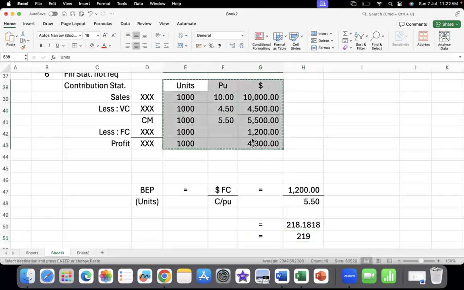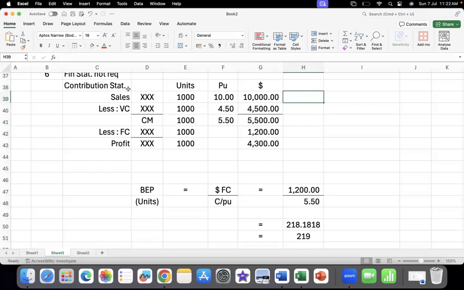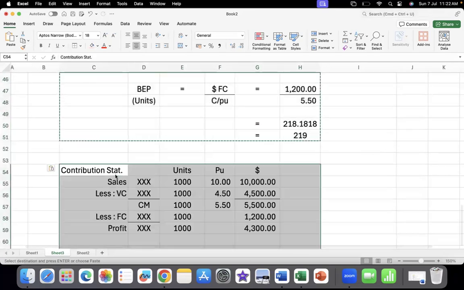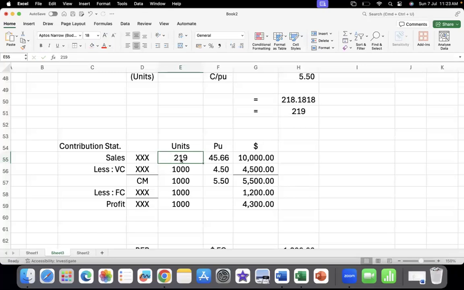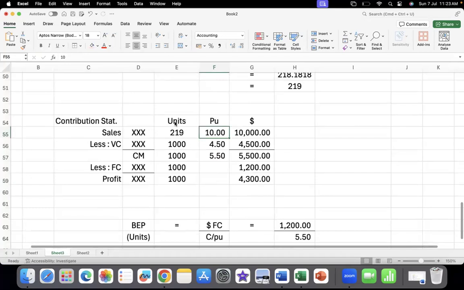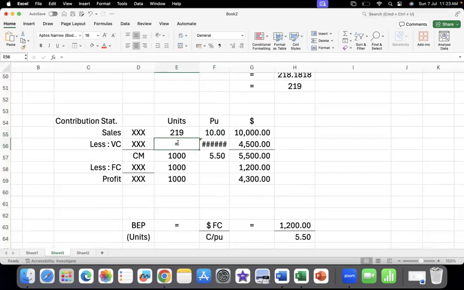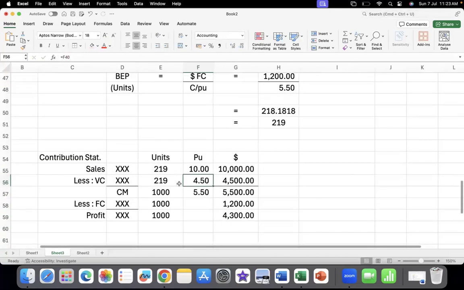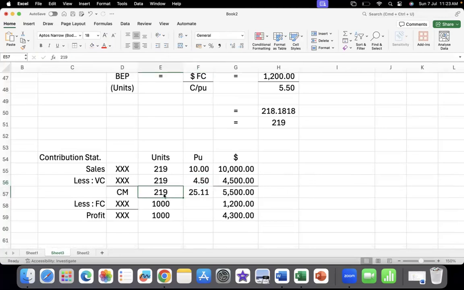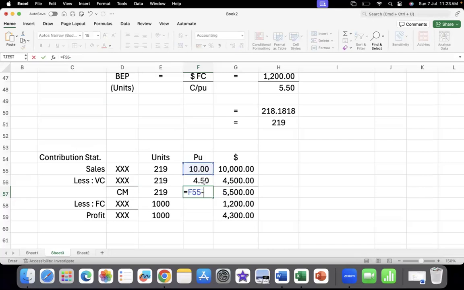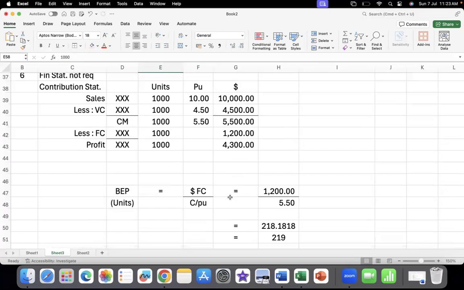Okay, let's test this out to see if that makes sense. So let's just copy all this. If my number of units produced is 219 and my per unit price still remains at 10, this would again be 219. My variable cost still remains at 4.5. This would be 219 again. This would be my difference. The contribution margin is this one.